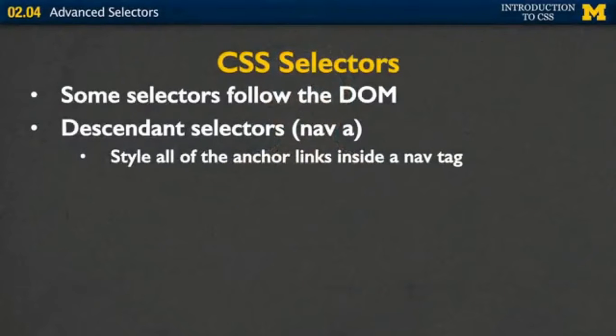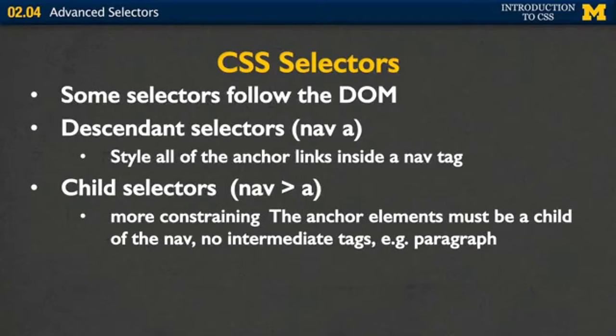So descendant selectors are a way to say, hey, if you're inside a nav tag, I want you to style all the links that are inside the nav tag. Instead of doing all of them, just those ones. If you want to be even more specific, you can use the child selectors. This rule is very similar, except it says all the A links need to be what we call direct descendants of the nav tag. If you have a paragraph in there and you have some links in there, ignore that. They need to be directly underneath each other.